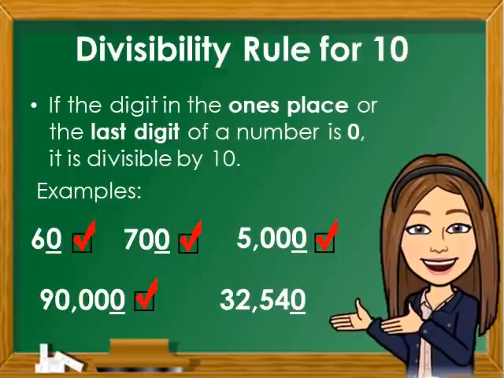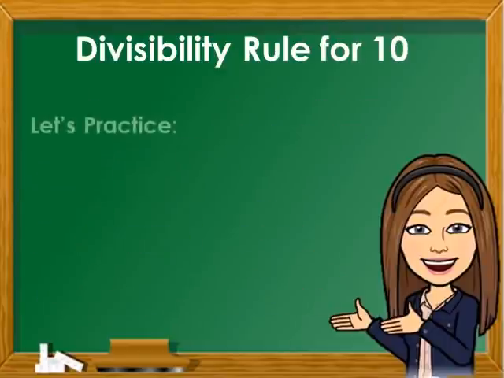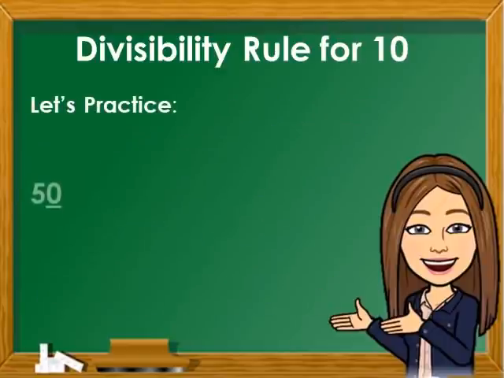32,540. The ones place or the last digit of 32,540 is 0, so 32,540 is divisible by 10. Let's practice. 50. The ones place or last digit of 50 is 0, so 50 is divisible by 10. 830. The ones place or the last digit of 830 is 0, so 830 is divisible by 10.